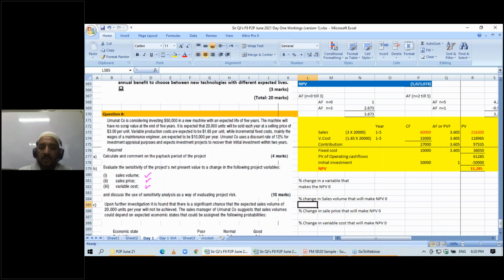See, what is the formula for sales volume? Due to the change in sales volume, two variables will be affected. If the sales change, this 20,000 will change, and this 20,000 will also change. So this will impact the sales and variable cost. Anything which affects sales and variable cost affects what? The contribution. We are not afraid of rises in sales volume. An increase in sales volume would be good. A decline will be dangerous. A decline will decrease this contribution. Ultimately, due to this decrease in contribution, our NPV will fall, right? So we are afraid of this. So what should be the formula?